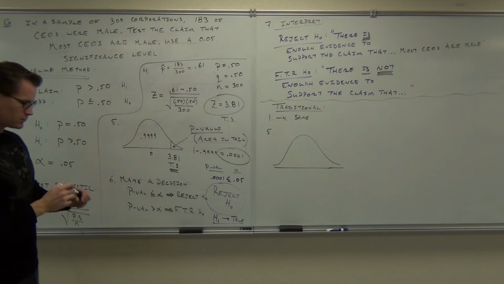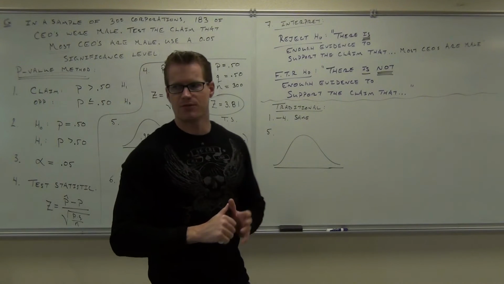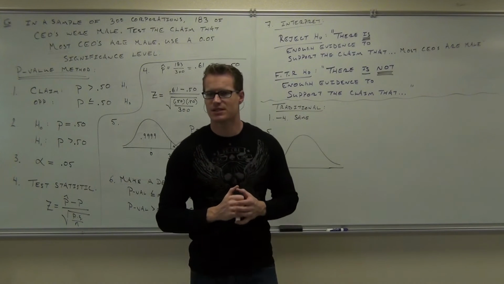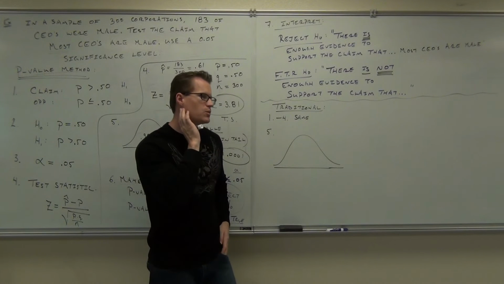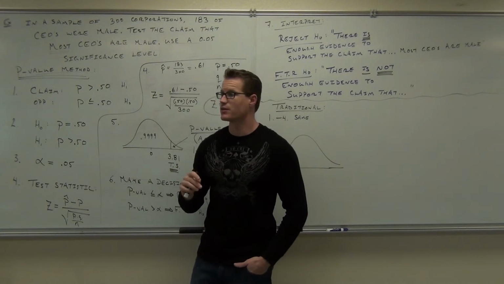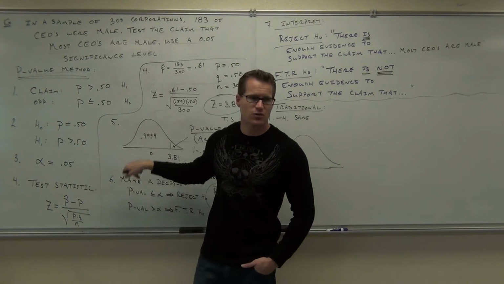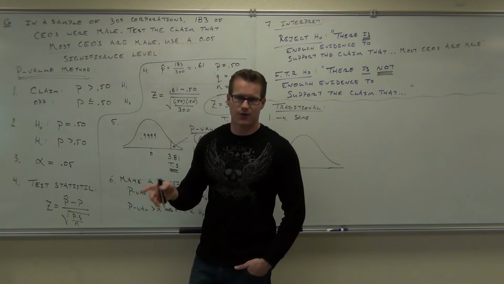At step number 5, instead of finding the p-value, instead of putting the test statistic on your graph, what you've got to do is determine whether you're a left tail, a right tail, or a two-tail test and find the critical value. Notice how we didn't even have to find a critical value for the p-value method. That's why people tend to use it, because you don't have to find that.